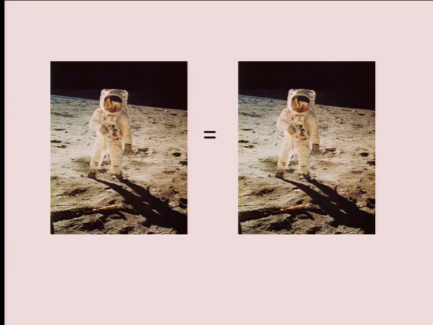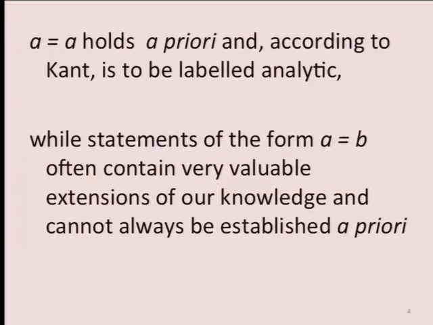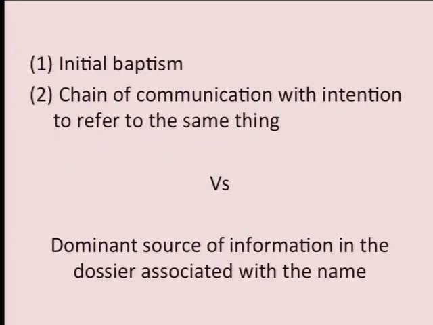Yes, I agree that would be helpful in telling you whether it's true. But if you need that further information, that can only be because this is informative. If it was uninformative, then you could tell just by thinking about it. Let's just go with this. A equals A holds a priori, and according to Kant is to be labelled analytic. So an identity that is a priori and analytic, is that informative or uninformative? Put up your hand if you say the answer is uninformative. And if you say the answer is informative, oh, thank God, okay.